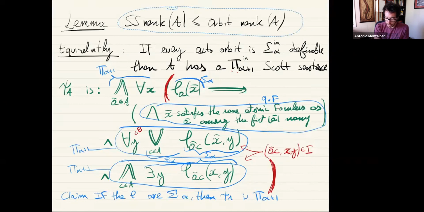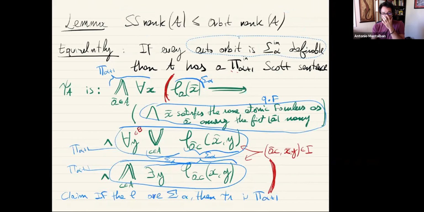Here's a theorem that says that the Scott sentence rank of A is less than or equal to the orbit rank of A. We showed that last time, and the way we showed it is that if you're given the Scott family, so if every orbit is sigma alpha definable, that's what it means to have orbit rank less than or equal to alpha, then we can find the pi alpha plus 1 Scott sentence. That's what it means to have Scott rank less than or equal to alpha.